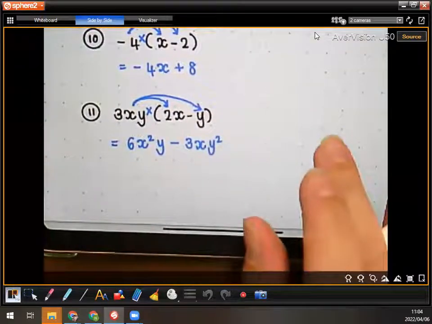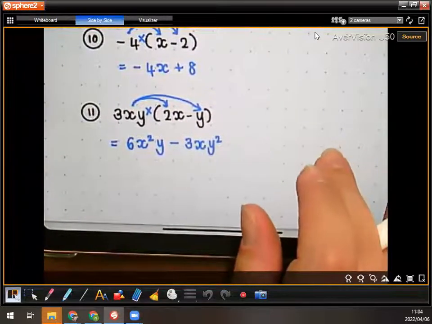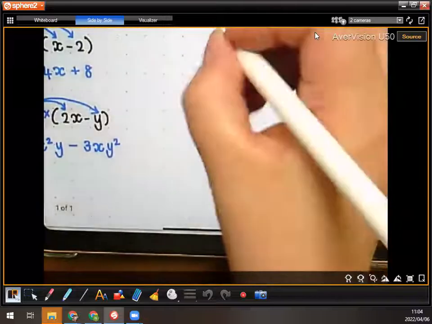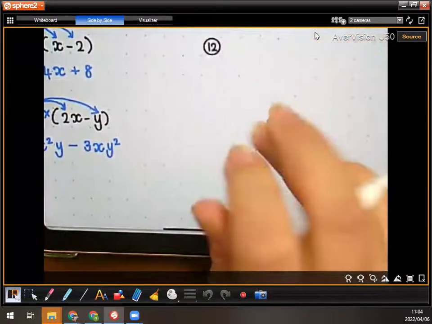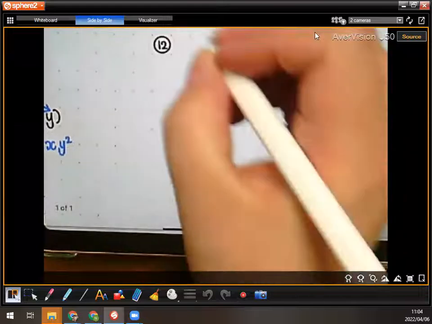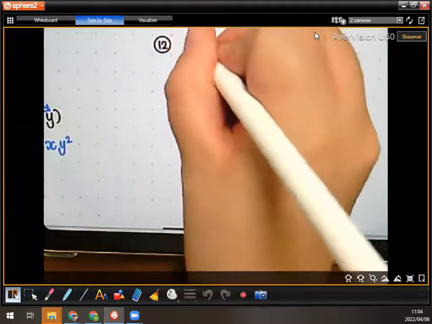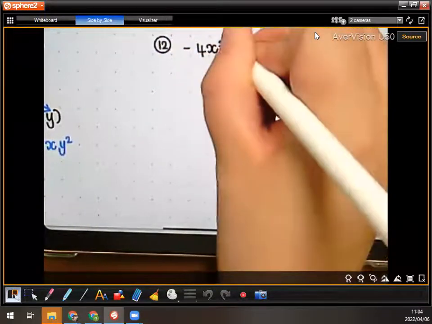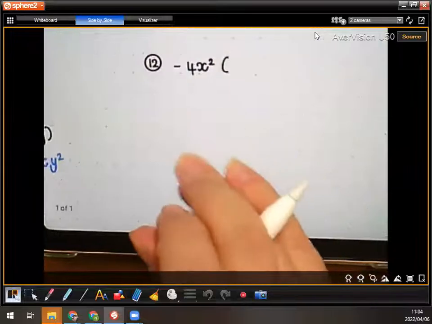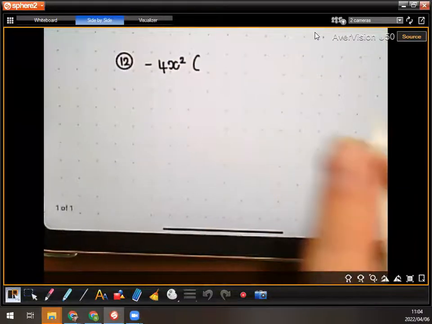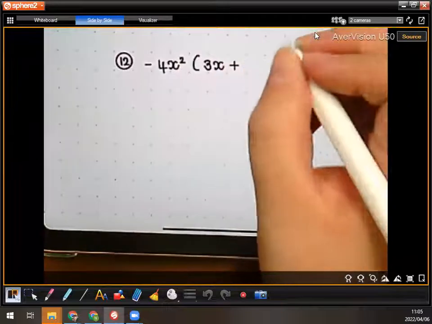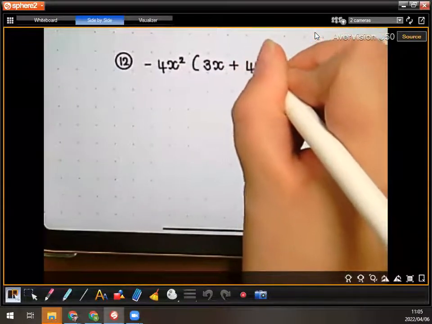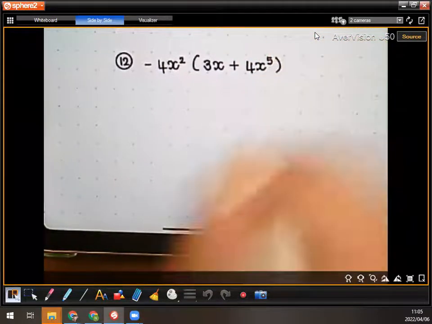Okay, I'm going to do one last one with you before you do your own practice. Okay, so number 12. Negative 4x squared. And then in brackets, we have 3x plus 4x to the power of 5.